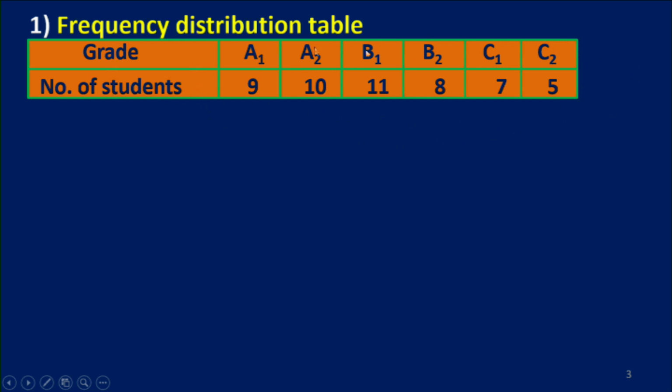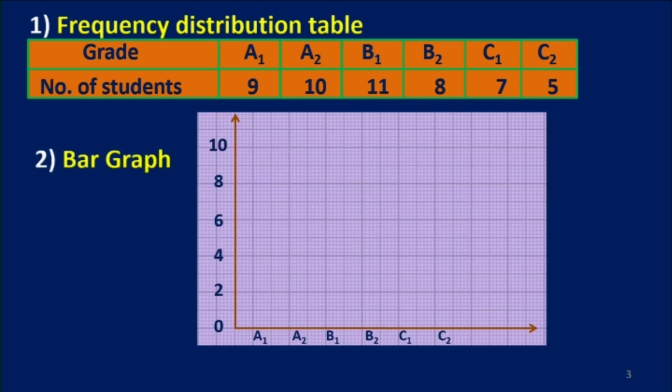Now, can we represent the same using a graph? Yes, I am using here a bar graph. Children, this is a graph paper. This is the x axis, this is the y axis. Now, A1 is 9. I have taken on the y axis 1 unit equal to 2 students. So, 2, 4, 6, 8, 10.